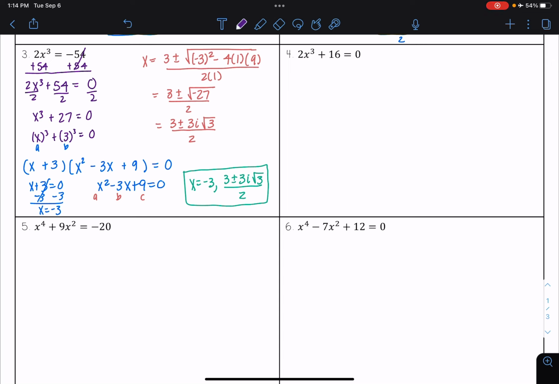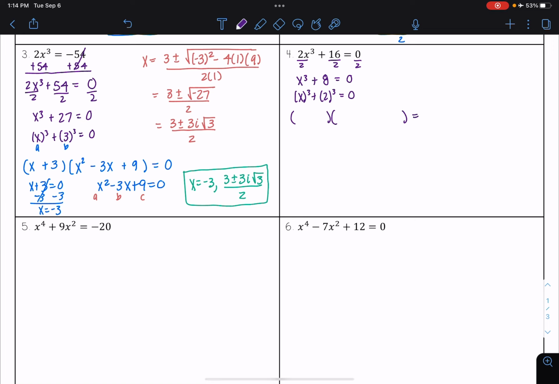Okay, so I'll do another one. So this one I have 2x cubed plus 16 is equal to 0. I see I have a GCF of 2, so I can divide every term by 2. And I get x cubed plus 8 is equal to 0. And I see here again that I have a sum of cubes. And that's because I have x cubed plus 2 cubed is equal to 0.